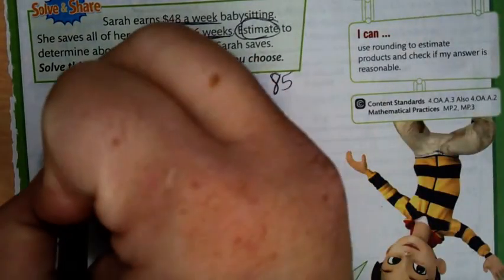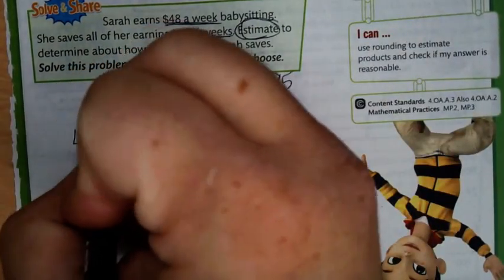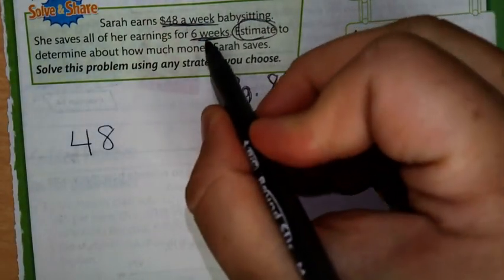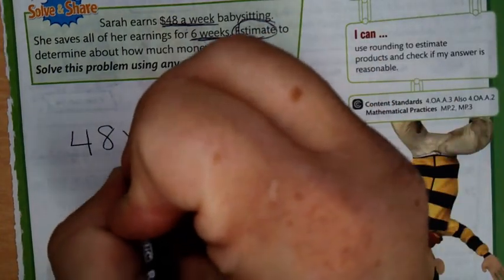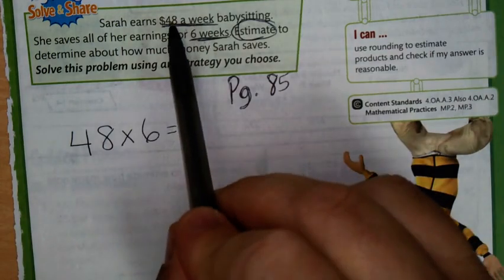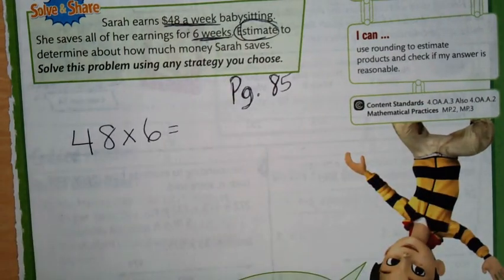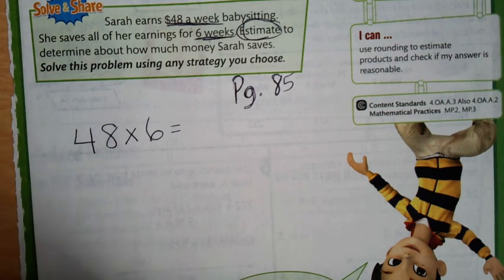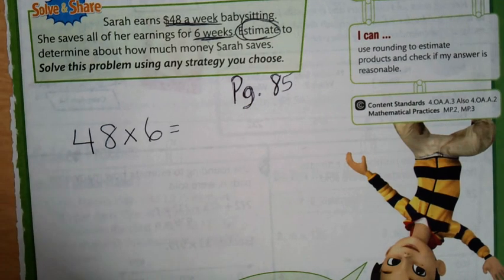Well, that means that we're going to take our $48 that she made every week. And how many weeks did she work? 6 weeks. So our math problem here is 48 times 6 because every week she made 48 and she worked for 6. All right. Now, when we get to our estimating, we're going to use rounding to help us to do that. But the reality is, I just want to get a close idea. I don't want to make this extra hard.